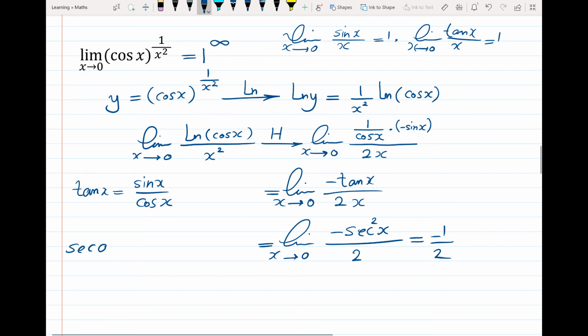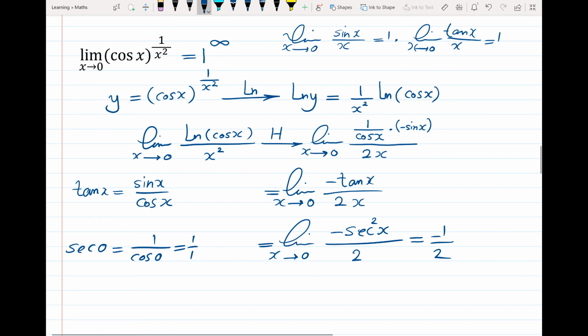Note that secant of 0 is 1 over cosine of 0, and cosine of 0 is 1, so it becomes 1 over 1. Note that at this step, where we get negative tangent of x over 2x, you can use the fact that limit of tangent of x over x as x approaches 0 is 1 to find this last limit, and you get the same answer, negative 1 over 2.